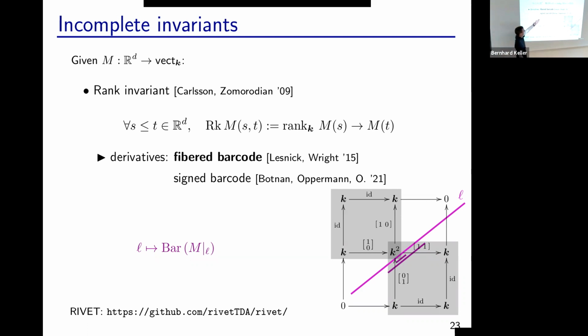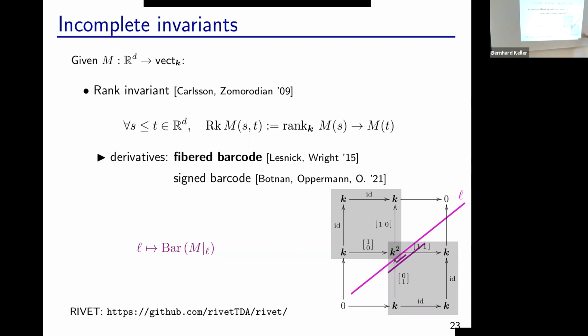The first one is the so-called fibered barcode. The fibered barcode consists in building a function that, given any line with positive slope in the plane, or in R^d, will output the barcode of the restriction of the module to this line. Indeed, the line is one-dimensional, and therefore the restriction is a one-parameter persistence module, so it has a well-defined barcode. So given any line, you can always compute the barcode of the restriction to that line.